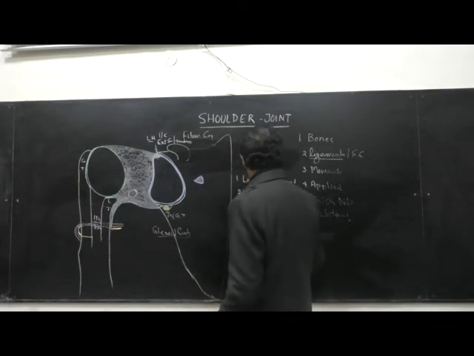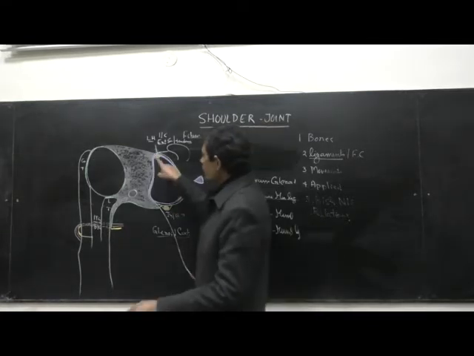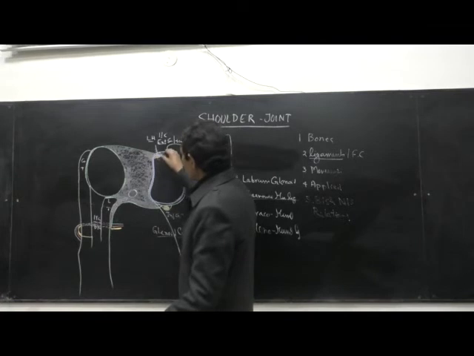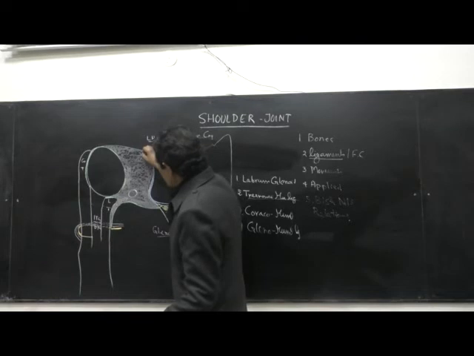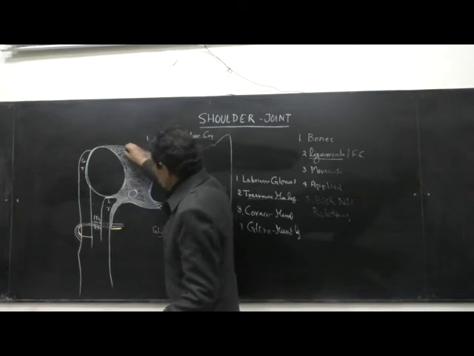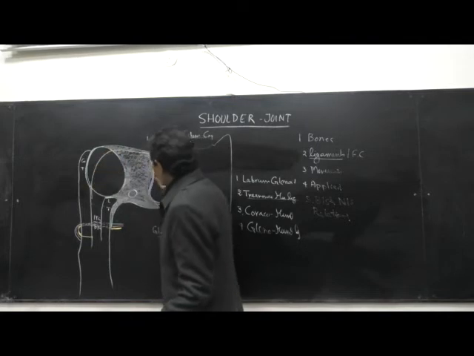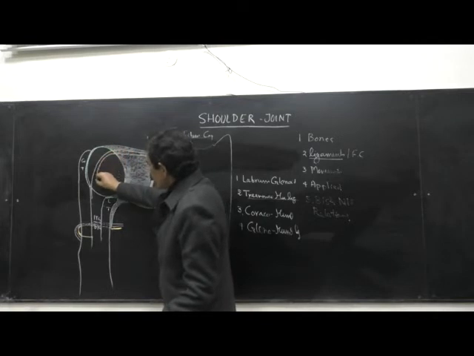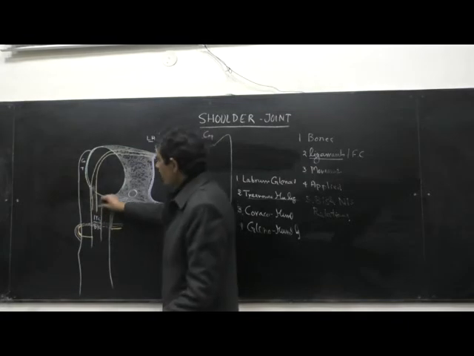Then comes the transverse humeral ligament. So this long head of the bicep is taking origin from here. It passes intracapsular and then it becomes extracapsular. It comes outside the fibrous capsule and runs into the bicipital groove. That's why it is called the bicipital groove, because the long head of the bicep tendon is accommodated here.